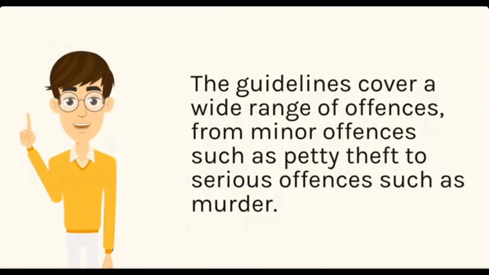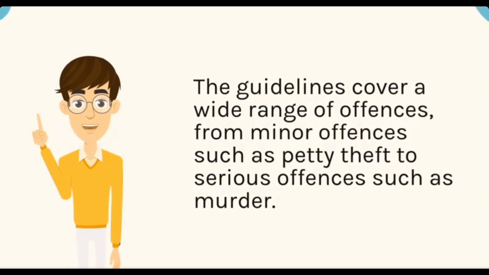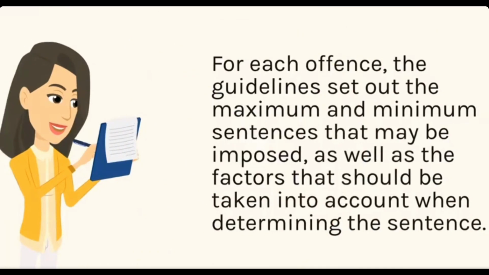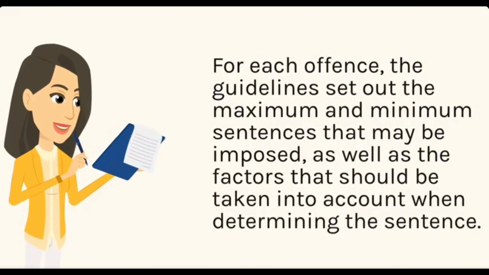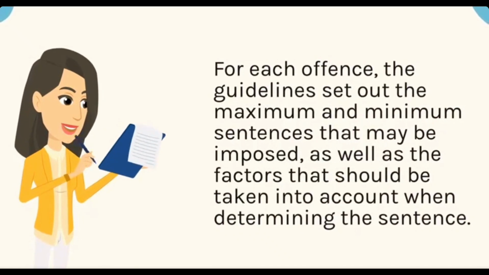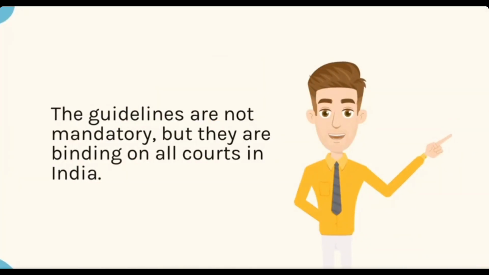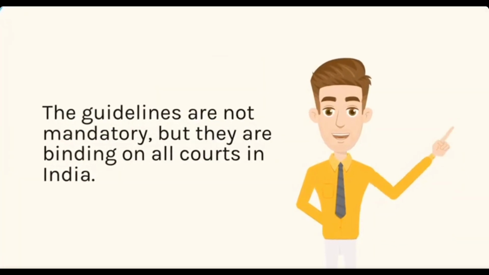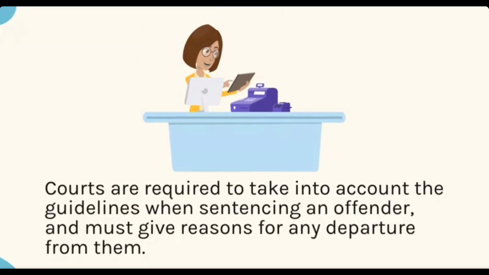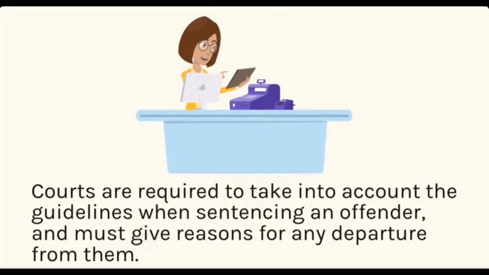The guidelines cover a wide range of offences, from minor offences such as petty theft to serious offences such as murder. For each offence, the guidelines set out the maximum and minimum sentences that may be imposed, as well as the factors that should be taken into account when determining the sentence. The guidelines are not mandatory, but they are binding on all courts in India. Courts are required to take into account the guidelines when sentencing an offender and must give reasons for any departure from them.